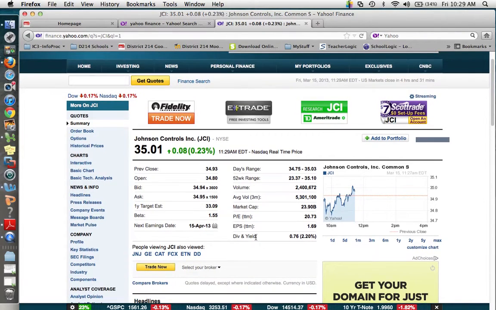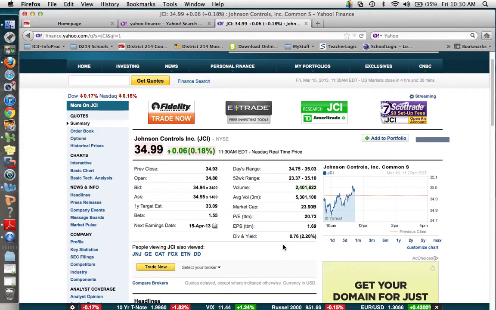Next one is the earnings per share. In this one, for example, if a company earned $100 million last year and had 50 million outstanding shares, then the earnings per share would be about $2. So this is calculated by dividing the company's total earnings by the total number of shares outstanding.